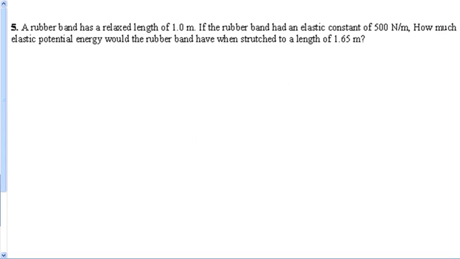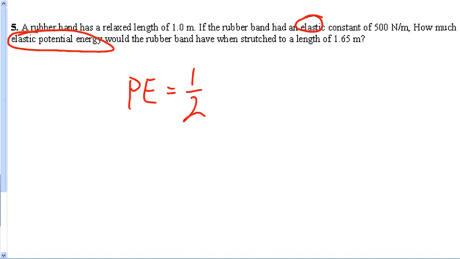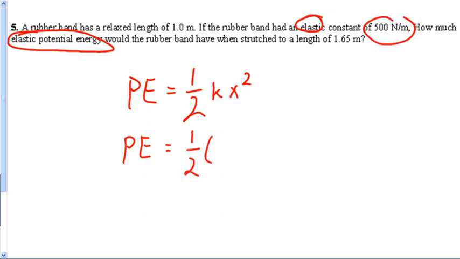This one says a rubber band. It even says the word elastic, and it even says elastic potential energy. So it's telling me that this is a spring equation or an elastic equation. And so I'm going to come in. It's asking me to find this PE. So I'm just going to go 1/2. It says that this 500 newton meters, that's my k. So that's 500 times x squared.